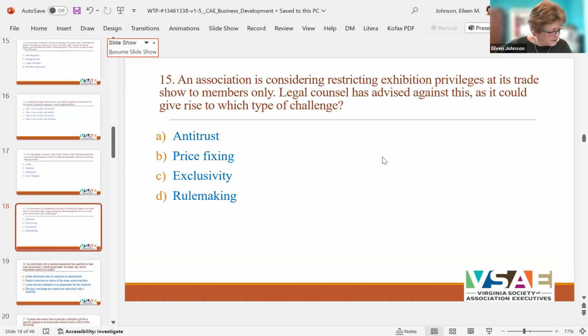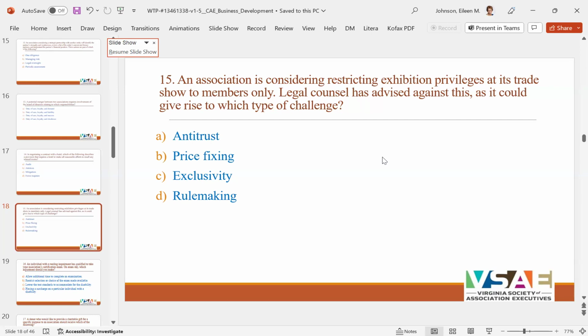All right, 15, again, we're back on conferences still. An association is considering restricting exhibition privileges at its trade show to members only. Legal counsel has advised against this as it could give rise to what type of a challenge? Antitrust, price fixing, exclusivity, rulemaking.